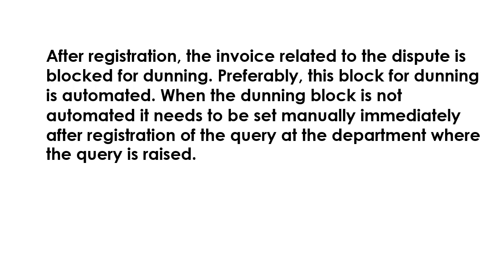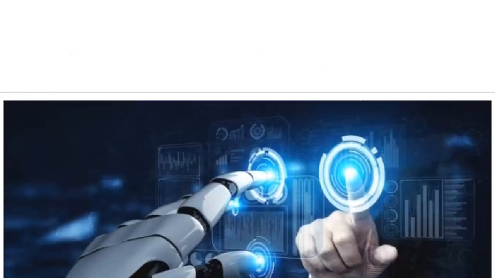After the registration, the invoice related to the dispute is blocked for dunning. Preferably, this block for dunning is automated. When the dunning block is not automated, it needs to be set manually immediately after the registration of the query at the department where the query is raised. Depending on the swim lane and query category, it is determined where the query is investigated and followed up.